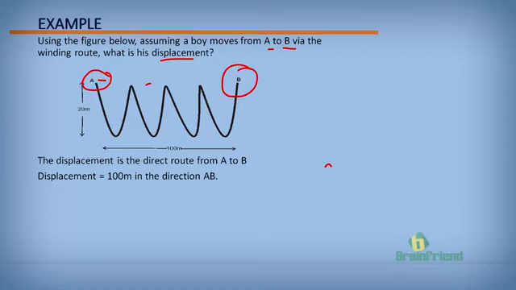But displacement, as we've said earlier, is the shortest distance from A to B, from your origin to your destination. So if this is a 100-meter walk or distance, his displacement is 100 meters in the direction AB, and AB is to the right. So his displacement is 100 meters in the direction AB, irrespective of the path he took.